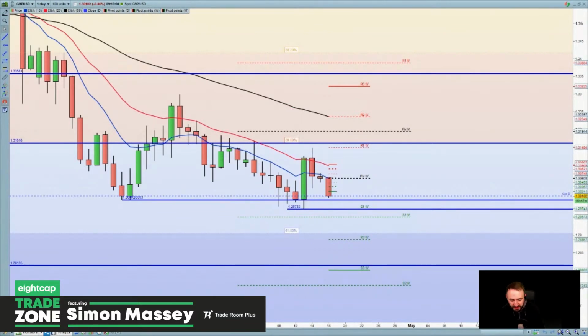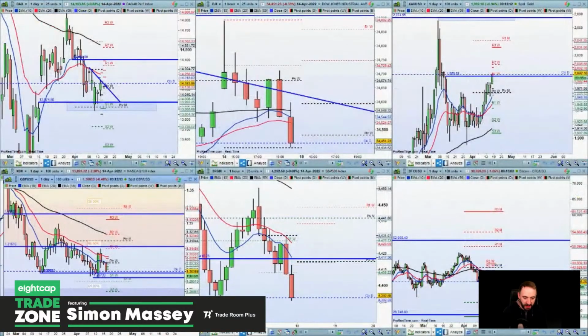So for me, I'd be interested in the short on cable, but I will need to put my stop above a couple of days' price action, just in case we get a little bit whipsawed. I don't want that to happen. So we'll have a look and see what happens with that.